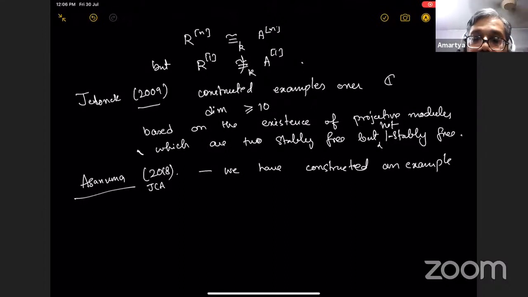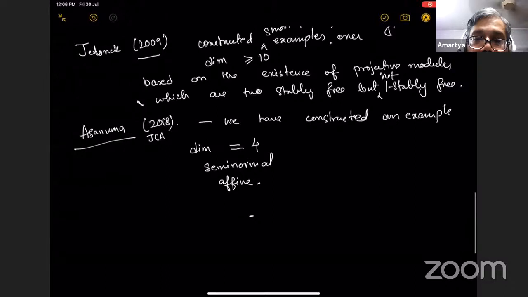Jelonek's example was smooth, so these were, in some sense, good examples. We have constructed an example where the dimension of the ring is 4. It is semi-normal and affine. So this was our construction.